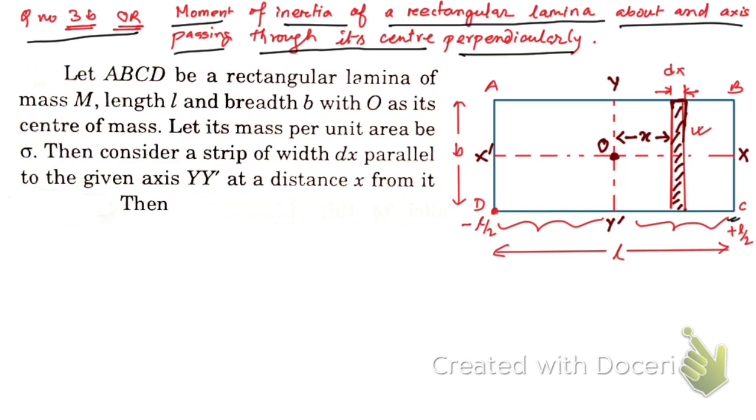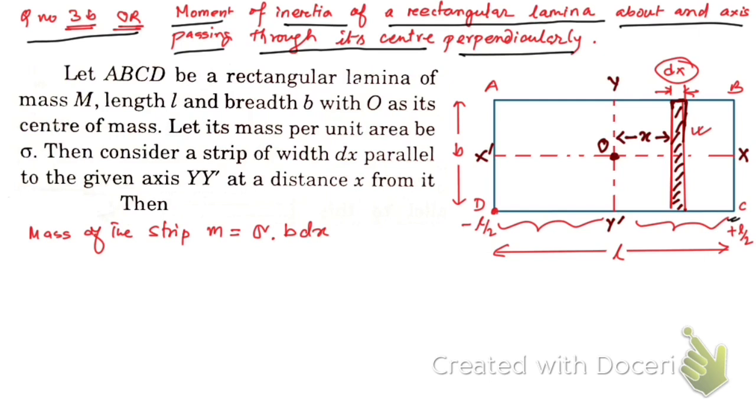Now you see here, the mass of the strip, suppose small m, is equal to the density, or mass per unit area, sigma, into the area of the strip. Here its breadth is dx and its length is small b. So b into dx, that's what we should get. Hope you have understood this.